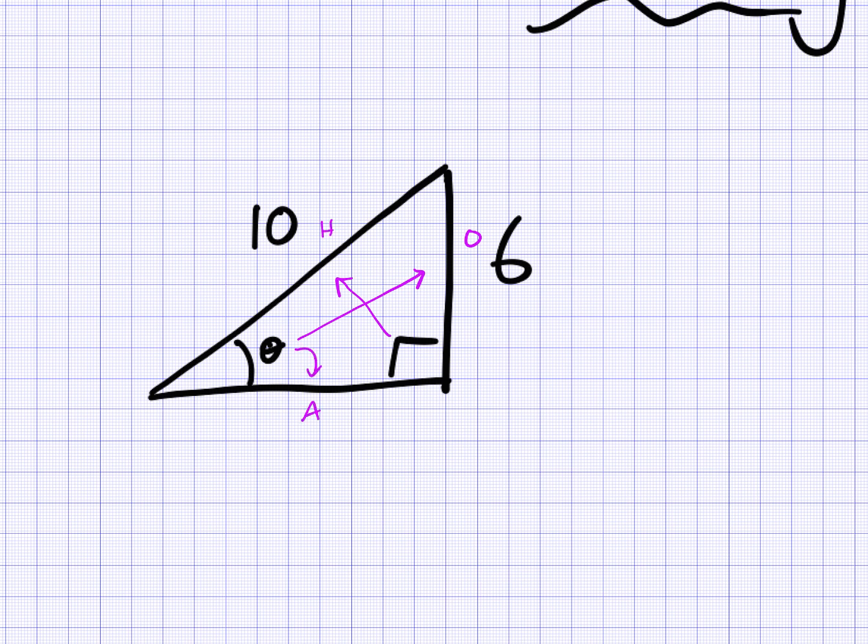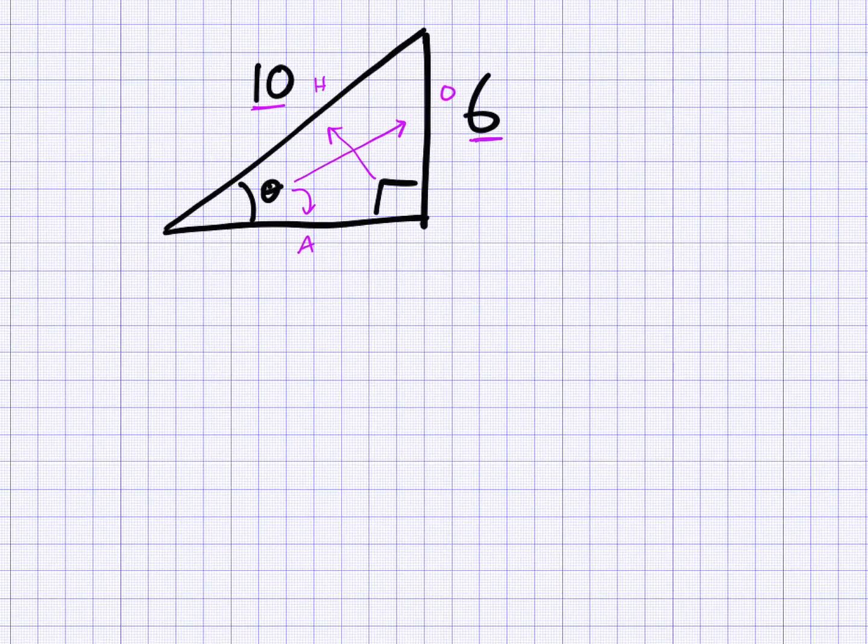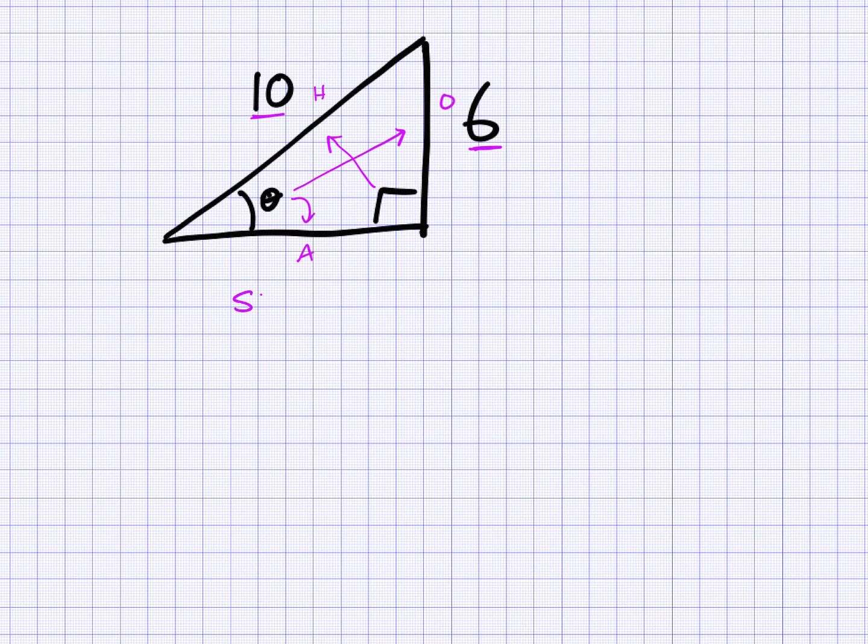We can see that we've been given a number for O and a number for H, so the ratio I'm going to use is sine. So sine theta equals O over H. Then I'm going to substitute the numbers from this picture in. It's going to be sine theta equals 6 over 10. Then remember the process, I'm going to calculate the decimal for 6 over 10.